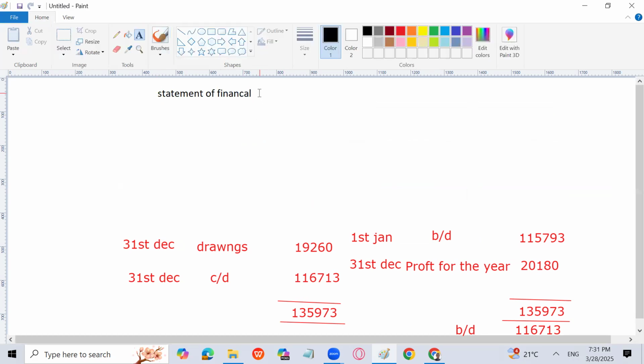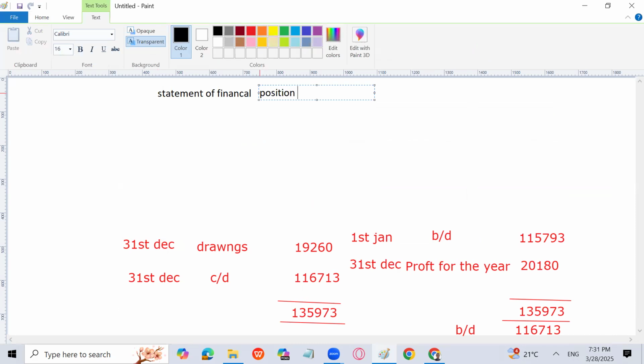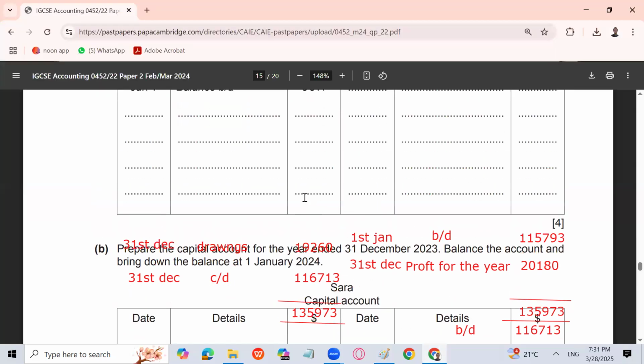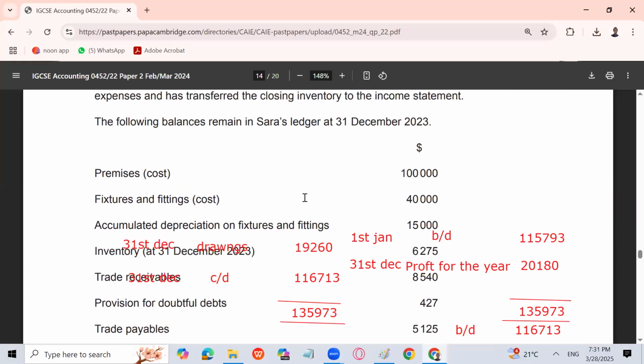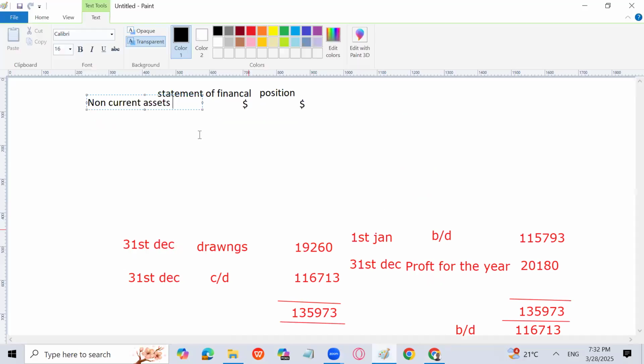Statement of financial position. You know that it is a balance sheet, so it is one of the easiest parts of the exam which you are supposed to understand. It will start from non-current assets. So let's see how many non-current assets are given in the question. I will go back to the question. Obviously only the balance sheet items are given, because profit is already calculated. Premises is 1 lakh, fixtures and fittings is 40,000, and there is a depreciation on fixtures and fittings of 15,000. So I will write here.